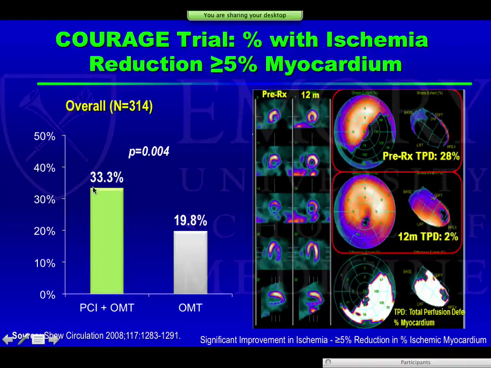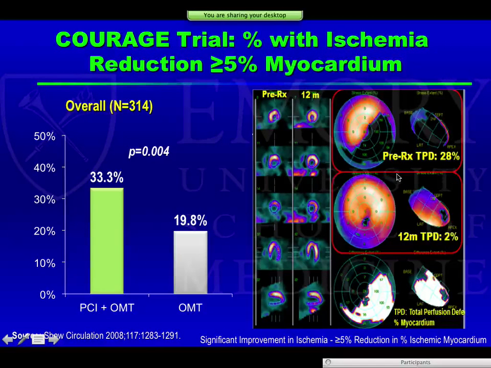In terms of ischemia reduction, we decided on a threshold of a reduction of 5% or more of ischemic myocardium as being prognostically significant. We used that as our endpoint. You can see that there was a demonstrable difference between patients randomized to revascularization as compared to optimal medical therapy alone. You can see this is quite significant.